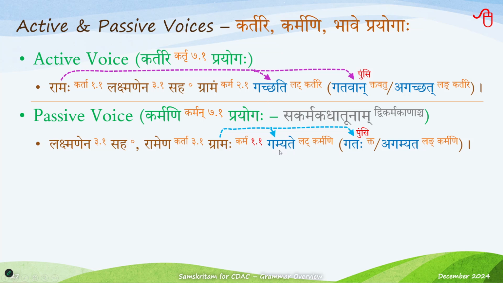Gamyate, gamyete, gamyante, gamyase, gamyethe, gamyadhve, gamye, gamyavahe, gamyamahe, something like that. I'm not sure of the bahuvachana. The forms, like if you learn the vardhate table, then you learn this. Vardhate is an atmanepadi table.